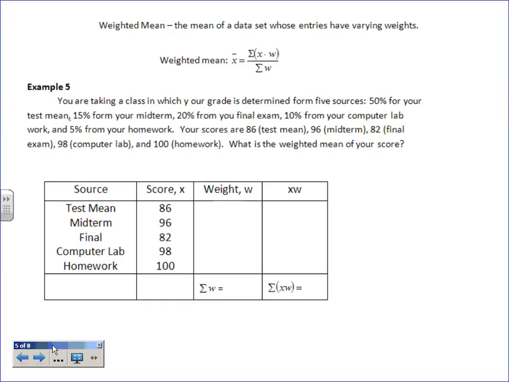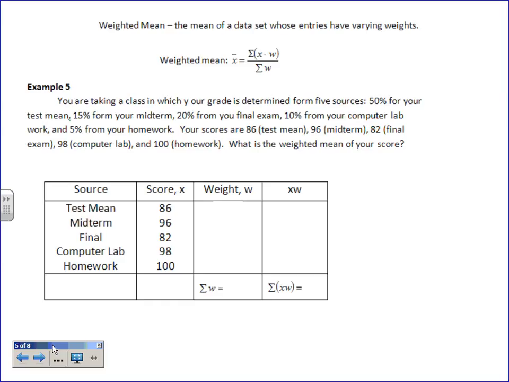Right? Your scores were 86 for your test average. Notice I just did that for you instead of giving you all the tests. I think we can all find averages by now, right? So your average test score was an 86. Your midterm did pretty good, 96. Final exam, not so good, 82. Did really well in the computer lab, though, 98. And you did all your homework, or at least you handed it in. Who knows if they corrected it? At least you handed it all in.